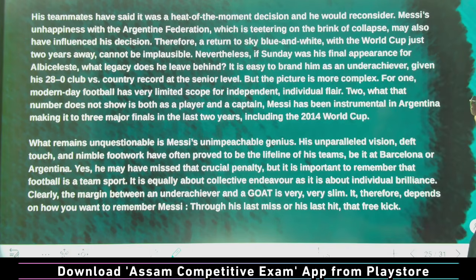His unparalleled vision, deft touch, and nimble footwork have often proved to be the lifeline of his teams, be it at Barcelona or Argentina.